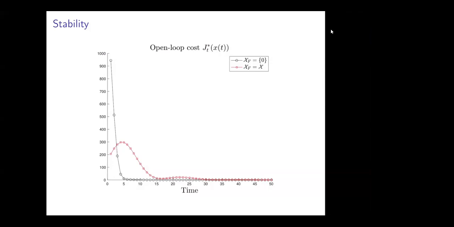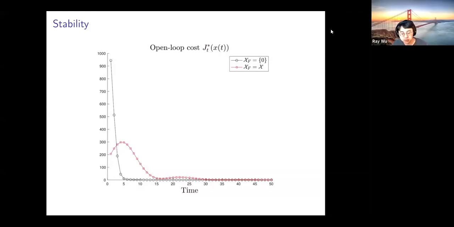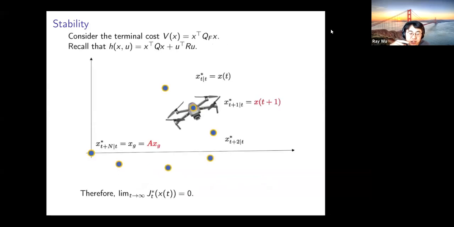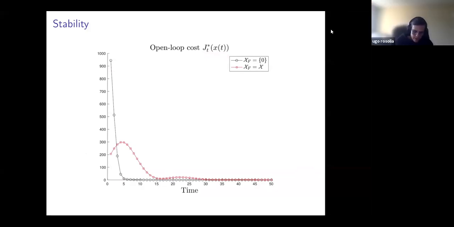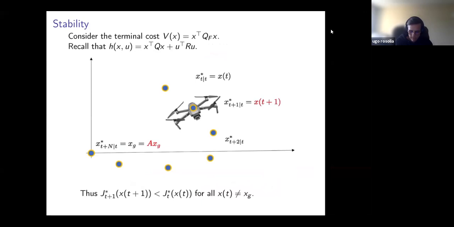Okay, thanks. May I ask a question? Could you go back maybe one or two slides? I see why J_T star is decreasing, but could it converge to some positive value? Why does it have to converge to zero? Is it because we set the terminal set X_f to be zero? Yes, calligraphic F. Yes.